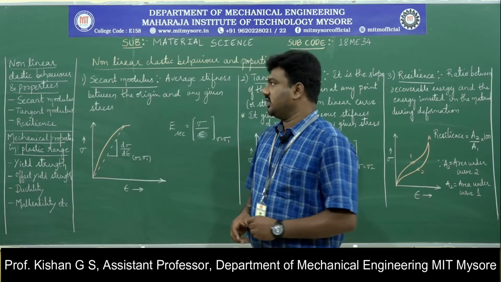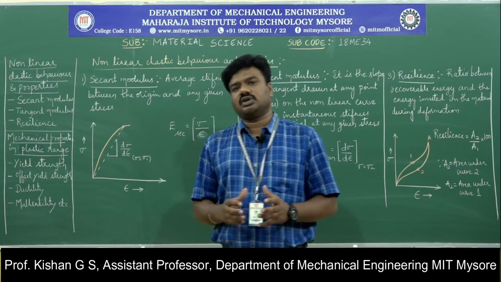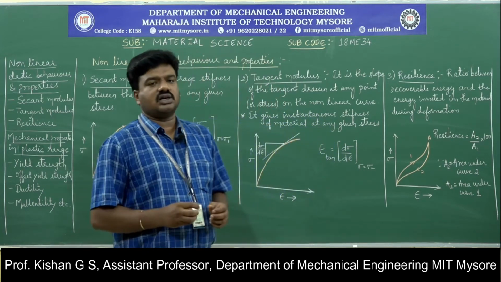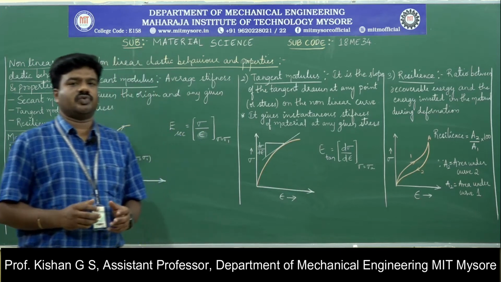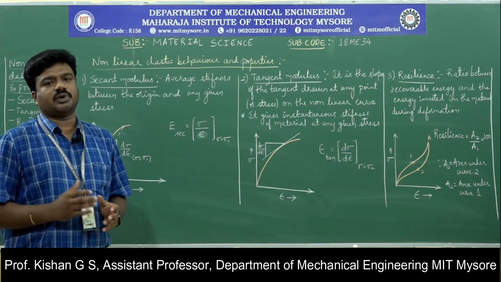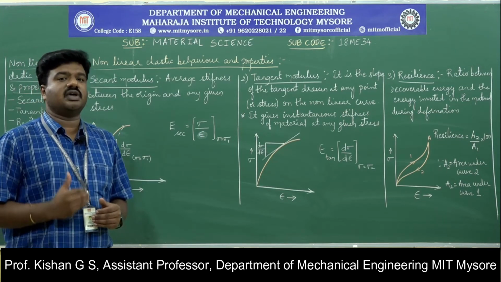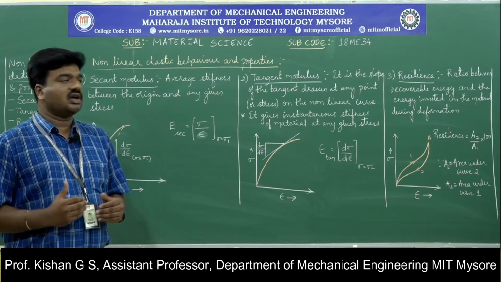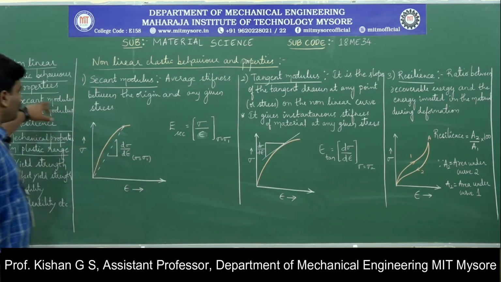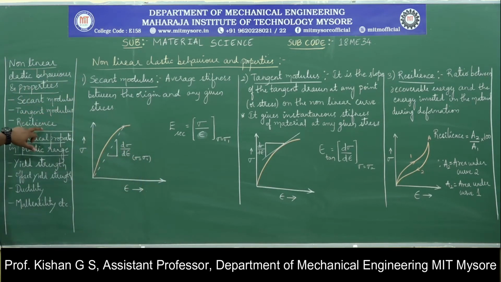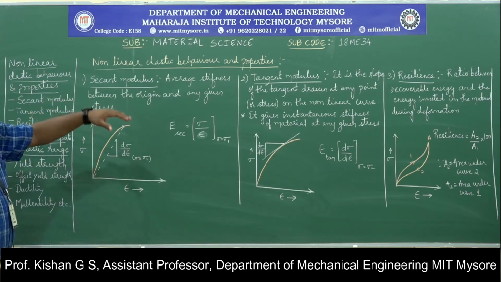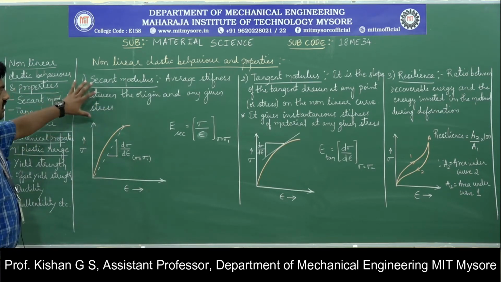So what is meant by non-linear? The term non-linear itself defines that the stress and strain are not proportional to each other. At that point, the behavior of materials is categorized under three terms: secant modulus, tangent modulus, and the last one, resilience. We are going to deal with each of these topics. First, we are going to take the secant modulus.